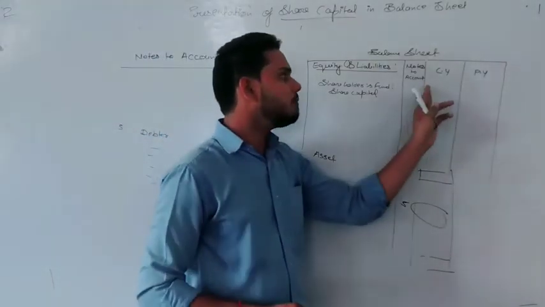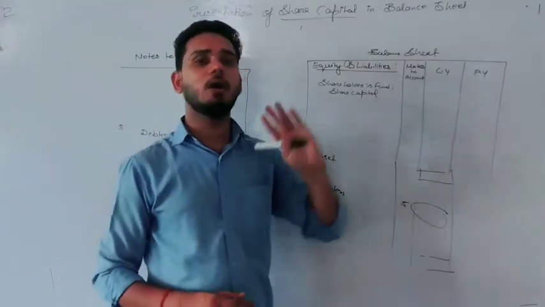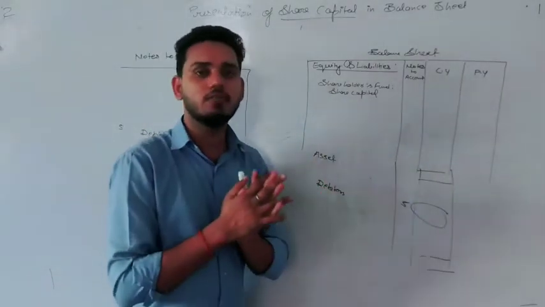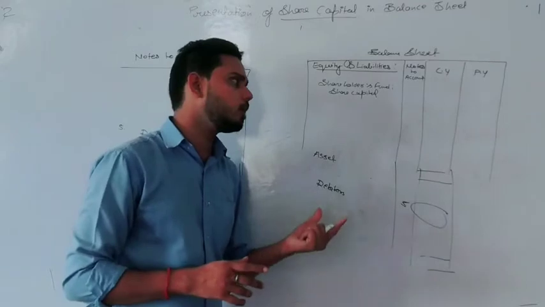The next columns are amount of current year and amount of previous year. Now the amount of current year is the only thing that we need for the particular year.